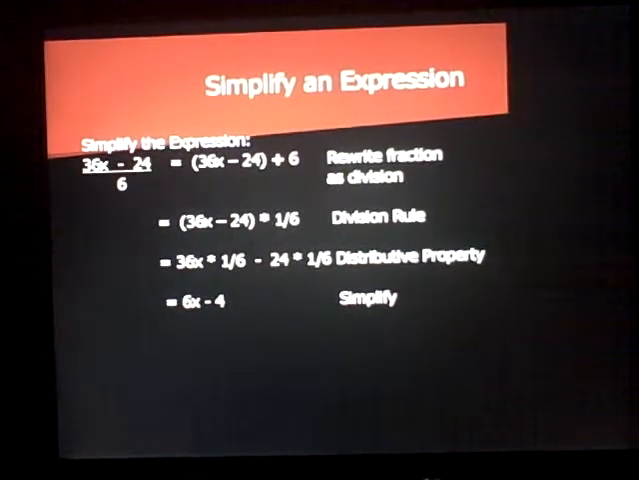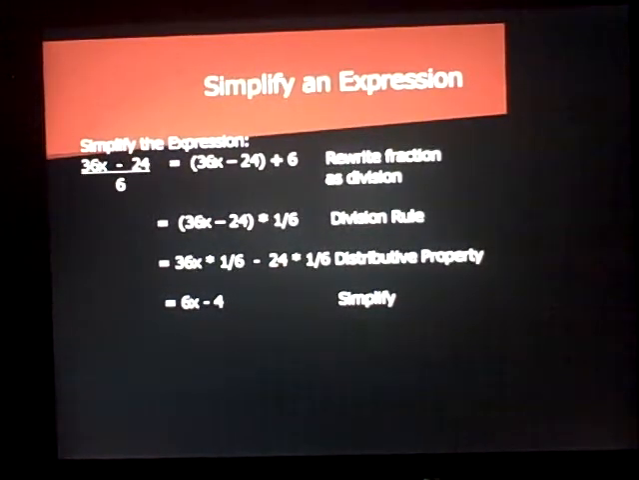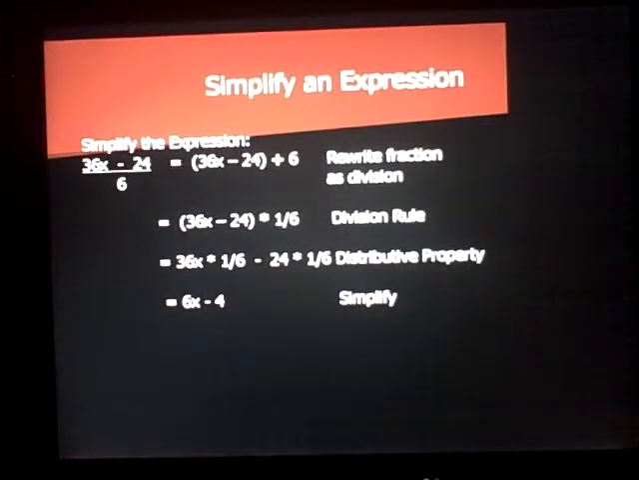Simplifying an expression. This takes what we've learned so far and makes it a little more complicated. We've got a number above and below the divider, and we've got a variable. So we're going to rewrite that fraction as division. We're going to divide what's in the brackets there by 6. We then use the division rule, changing the divided by 6 to multiplying by 1/6, as we saw on the prior page. We use the distributive property, which I think is on video 8, where we multiply each of the numbers in the brackets by 1/6. We distribute it. And we come up with 6x minus 4, and we've simplified the expression.